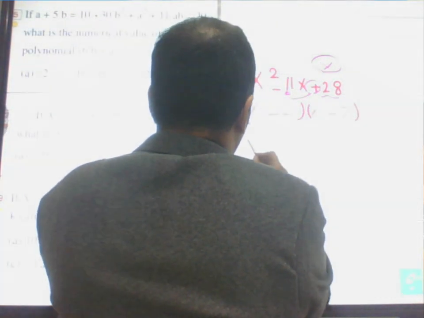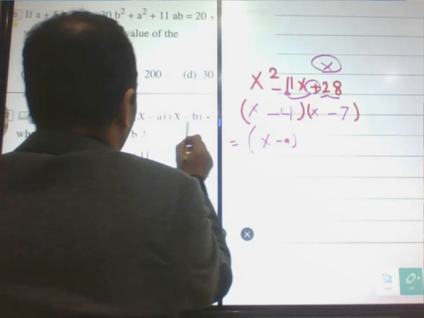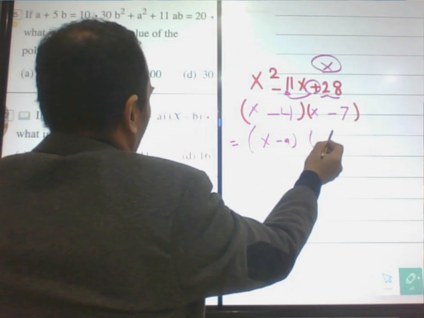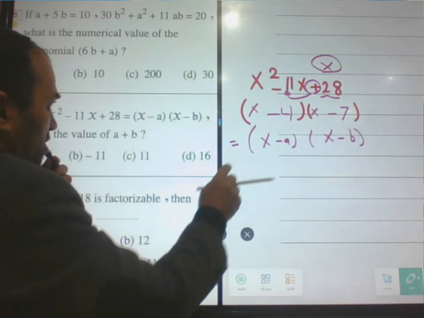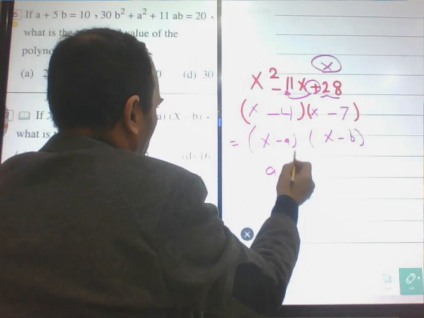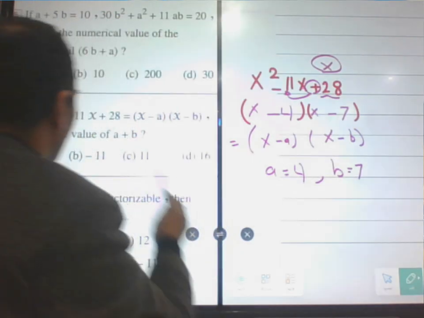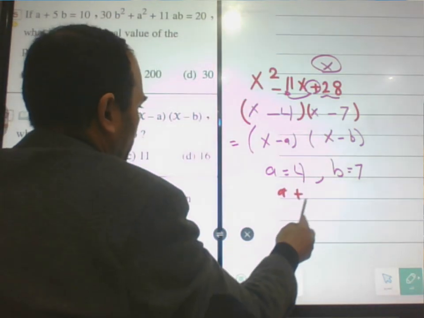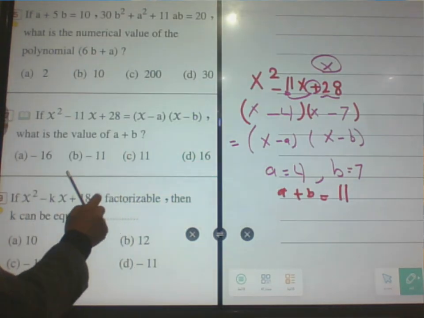He gives me this expression as equivalent to x minus a product by x minus b. We can compare the constants in brackets 1 and 2, then a will be 4 and the value of b will be 7. Now he wants a plus b. 4 plus 7 equals 11. Then the answer here will be letter C.